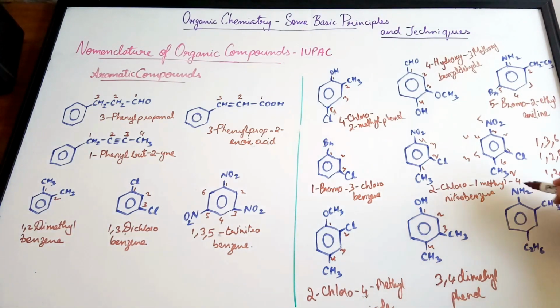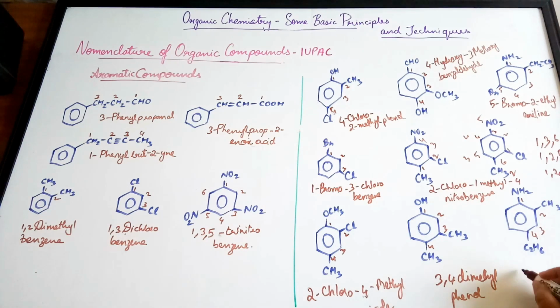And in the last one, when there's an NH2 with a benzene ring, it's called an aniline, and you have 1, 2, 3, 4. You have a methyl group in the second position, and in the fourth position you have an ethyl group. And because E comes before M, 4-ethyl-2-methylaniline.